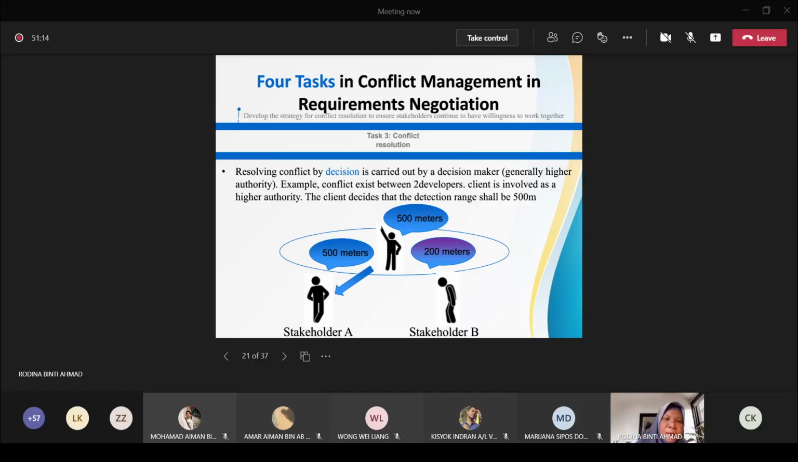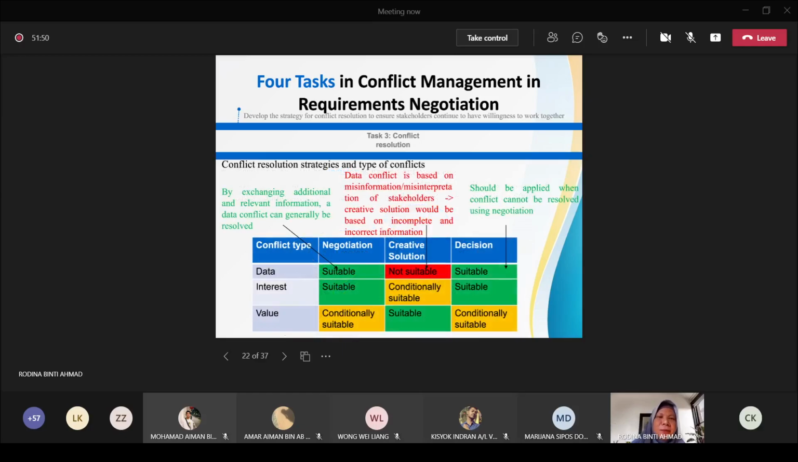So resolving conflict by decision is carried out by a decision maker, usually the higher authority. In this case, for example, the conflict exists between two developers just now, so the client is involved as a higher authority. Usually we say that the client is always the boss, right? So the client decides that the detection range should be 500. The client makes the decision, which will be accepted by the stakeholders, or the developers, involved in the conflict just now.